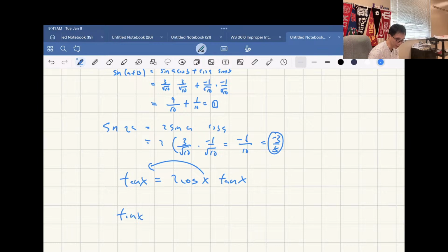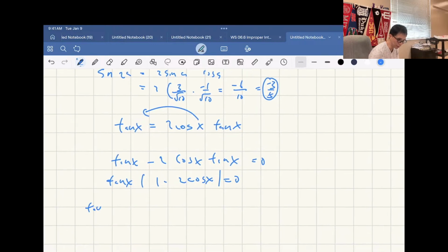So it'll be tan x minus 2 cosine of x tan of x is equal to 0. Does that make sense? Now, what kind of algebra can I do here? You can take out tan of x, and that's going to be 1 minus 2 cosine of x, and the tan of x equal to 0 only happens at 0, pi, and 2 pi, because that's when the y value is equal to 0. 1 minus 2 cosine of x equal to 0, so 1 equals 2 cosine of x. Cosine of x equal to 1/2, and that's equal to pi over 3 and 5 pi over 3. So this should be all those answers.